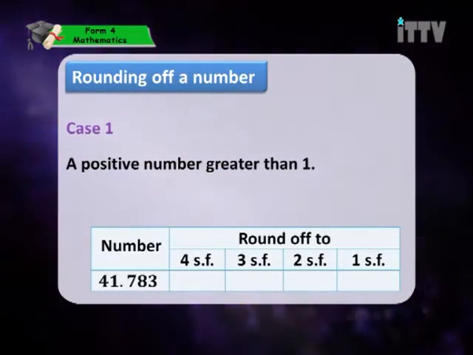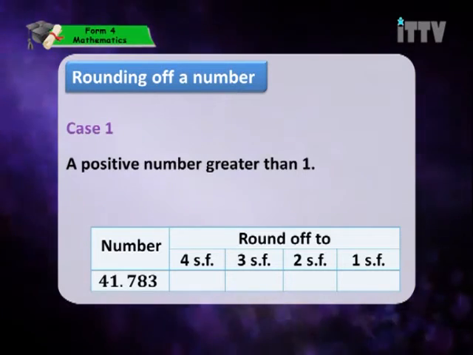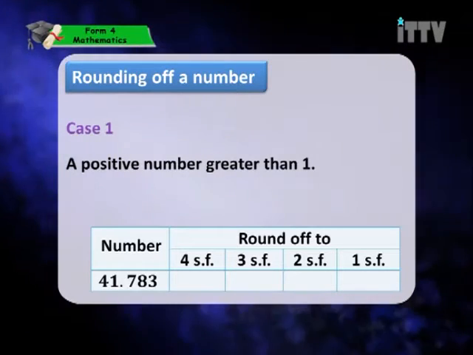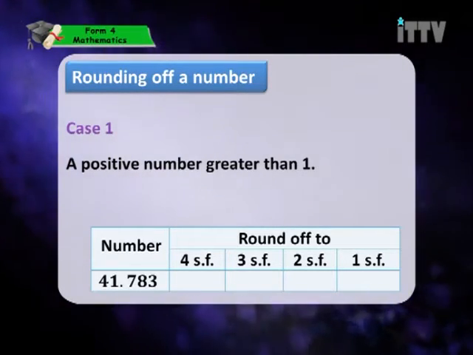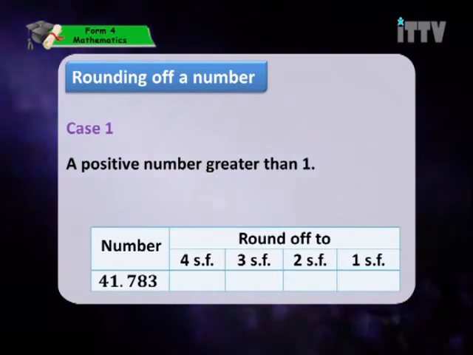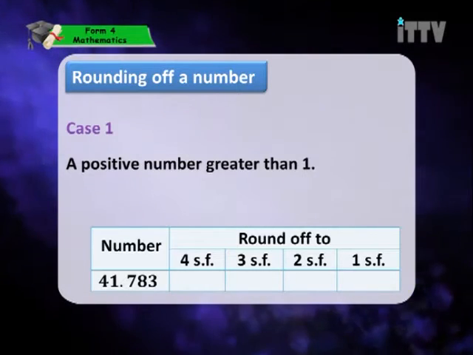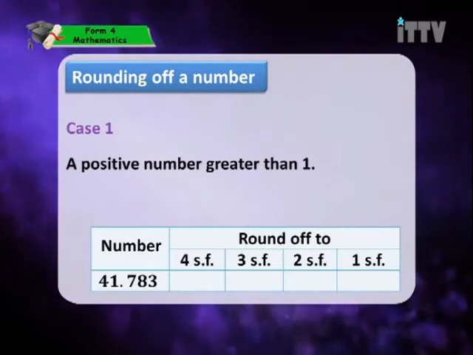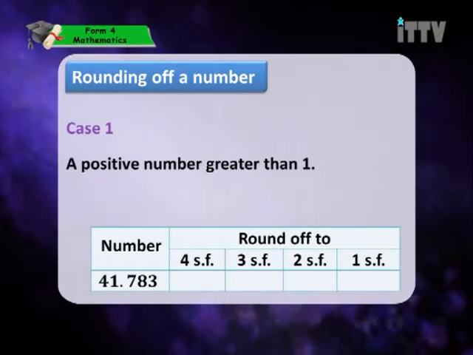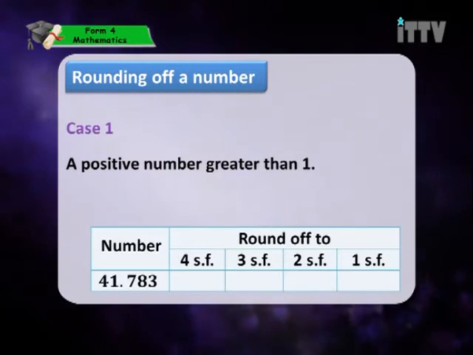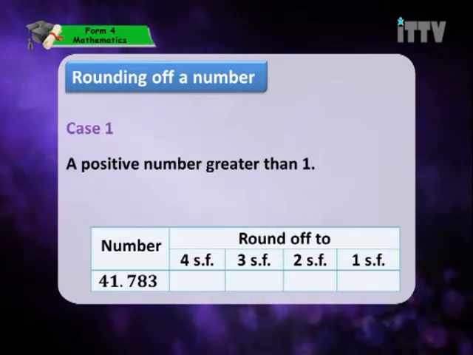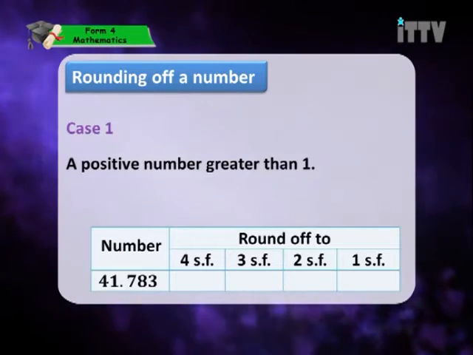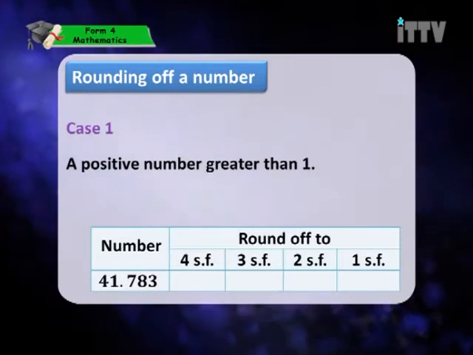Alright, how do we round off a number to a certain amount of significant figures? Remember, we can set an initial reading or number to any amount of significant figures that we would like to. When rounding off a number, there are 2 cases. In case 1, we would like to round off any positive number that is greater than 1. As long as the number is bigger than 1, it falls into case 1. Look at the example here. Now we would want to round off the number 41.783. And how are we going to round it? Let's move on to the board.